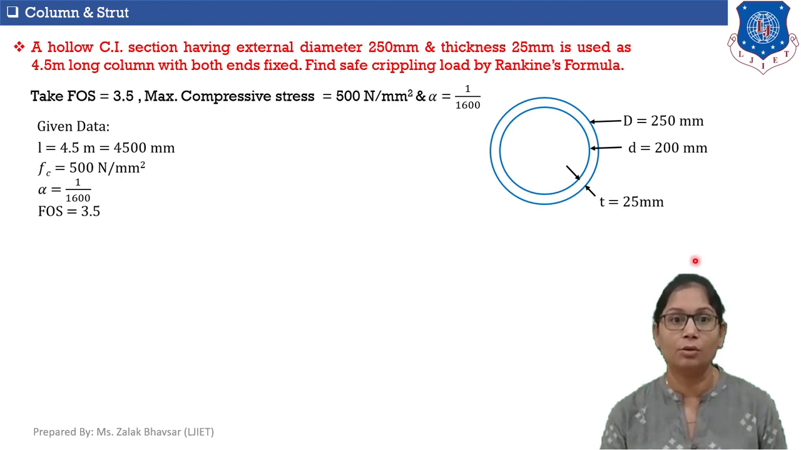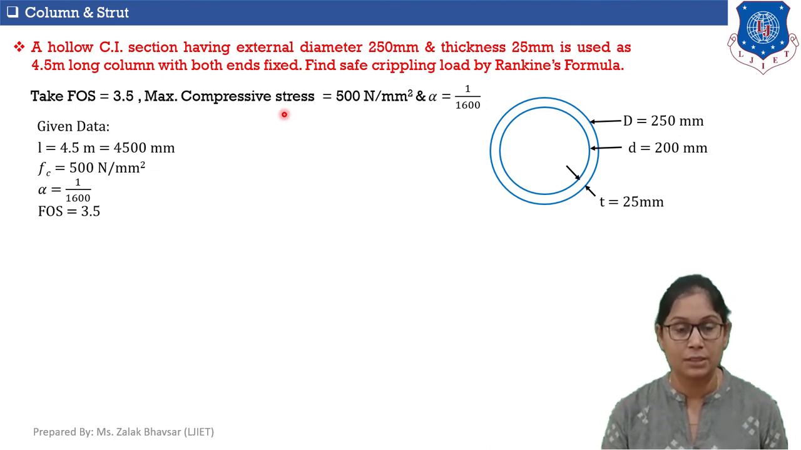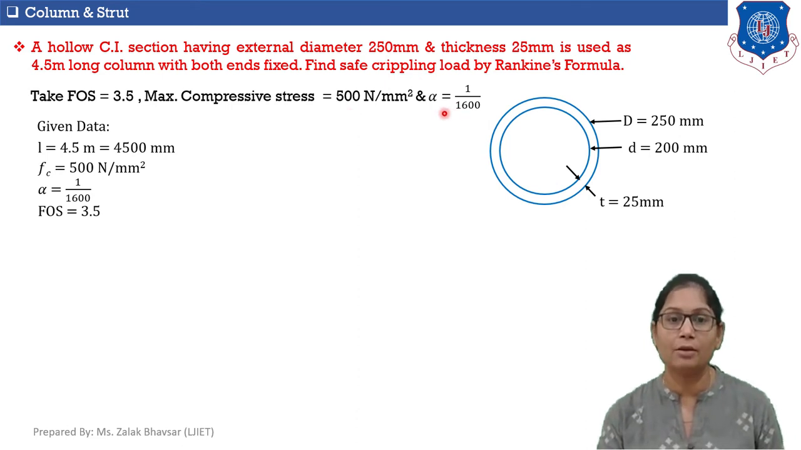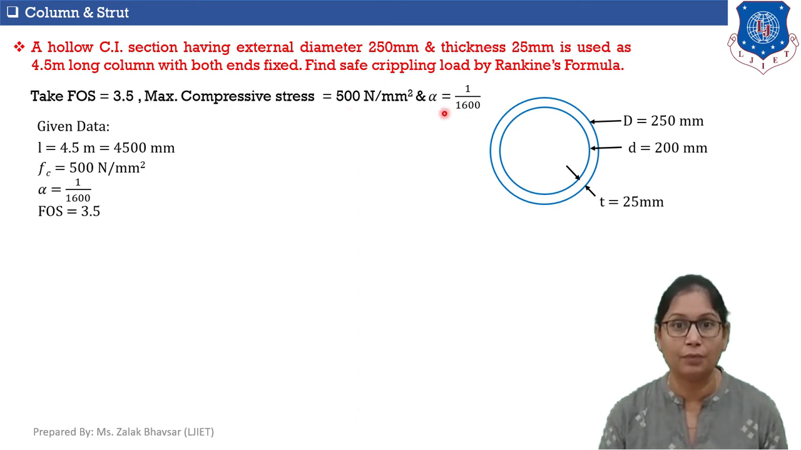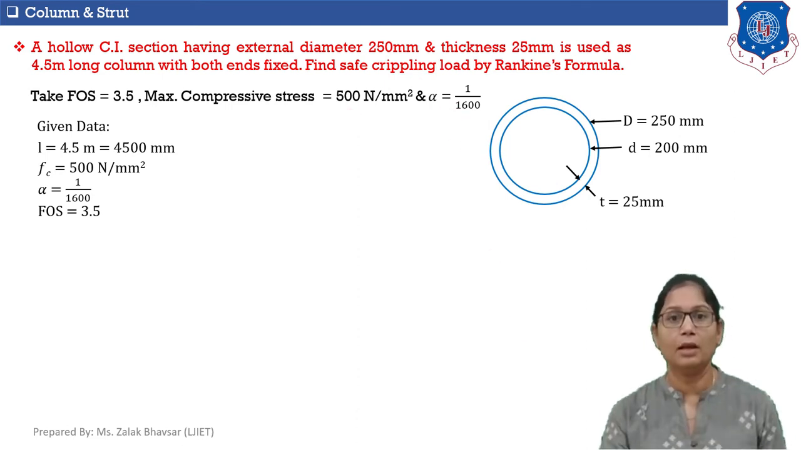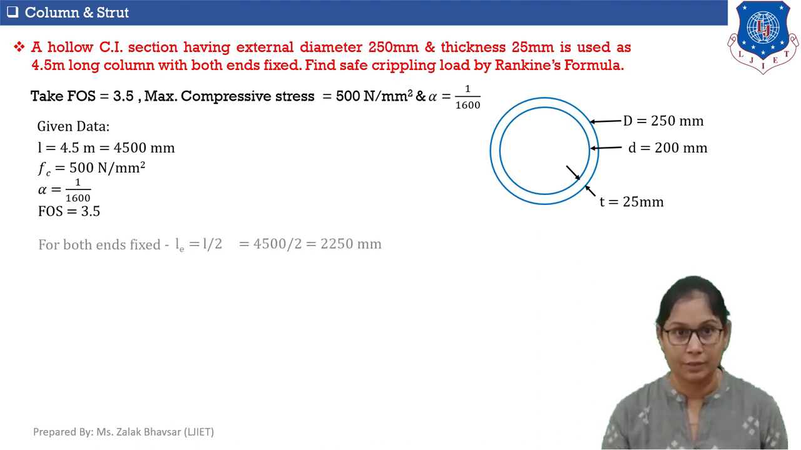The value of factor of safety is given, it is 3.5. The maximum compressive stress, which is FC, is also given, it is 500 Newton per mm square. The value of alpha is given as 1 upon 1600. Now let's start with the calculation.